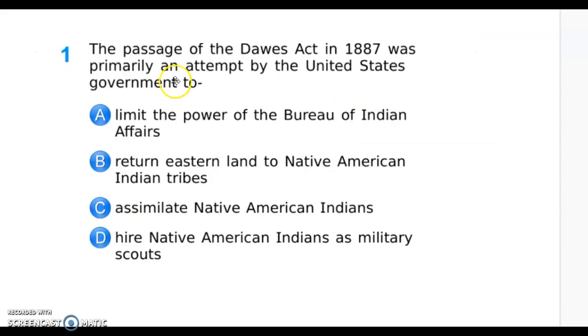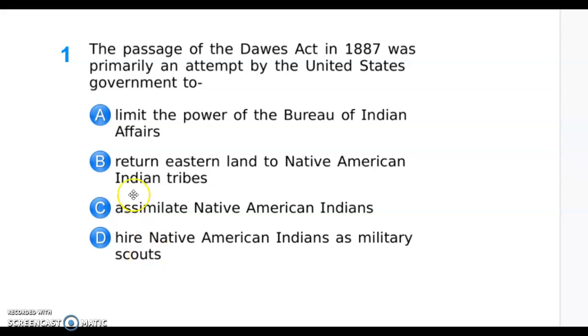So the question on this test was question 1. It says the passage of the Dawes Act in 1887 was primarily an attempt by the United States government to A. Limit the power of the Bureau of Indian Affairs. B. Return eastern land to Native American Indian tribes. C. To assimilate Native American Indians. Or D. Hire Native American Indians as military scouts.